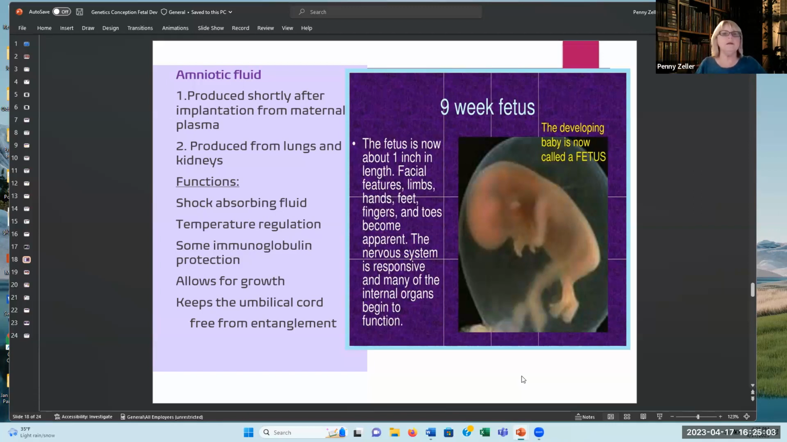The amniotic fluid. Why does a baby need to be in fluid? Yeah, they need to be able to grow. Yeah, they need freedom to grow. Okay, so it's shock absorbing fluid. It maintains the temperature of the baby at mother's temperature. So if mother has a fever, the baby's going to have a fever too. Okay, some immunoglobulin protection. I don't know if your book actually says that or not, but that's something that I kind of know. And then it keeps the umbilical cord free floating, because our umbilical cord is carrying the blood vessels to the baby and from the baby.